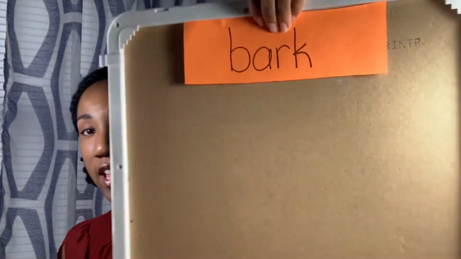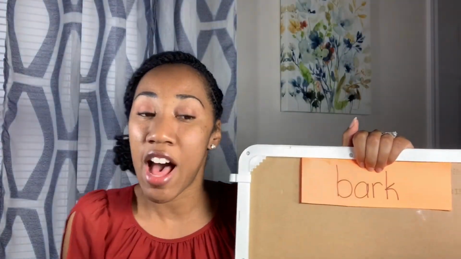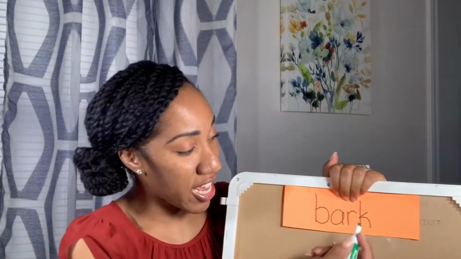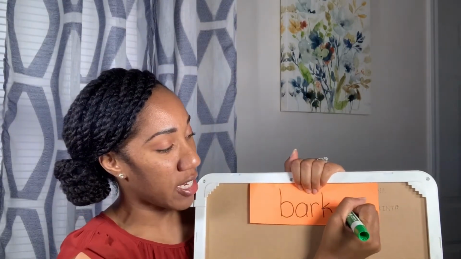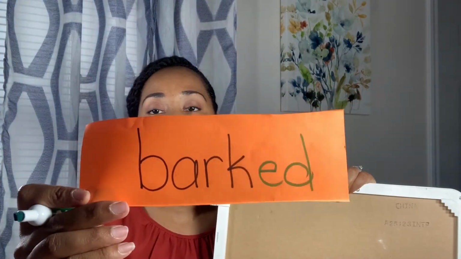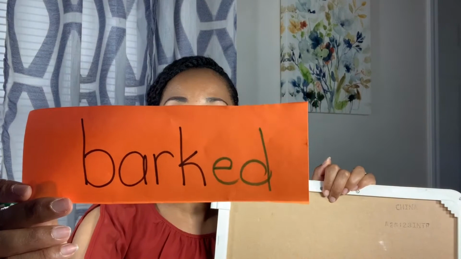Our next word is a verb. It's the verb bark. And to show that a dog was maybe doing it in the past, you're going to add the letters, you're adding ed. So by adding ed, this is now a past tense verb. It shows that it already happened. I couldn't get any sleep last night because the dog barked all night long.